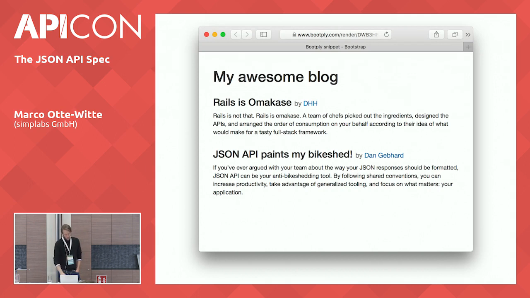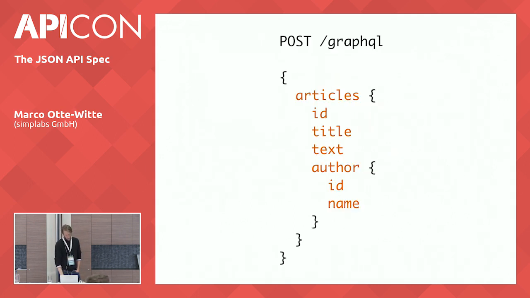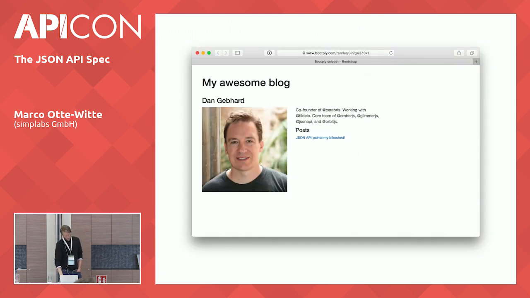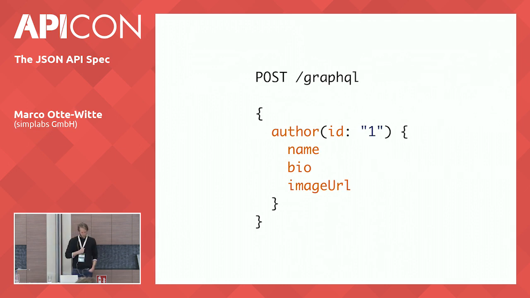So here we don't need most of the author data, so we might be making a request like this. We would say for the articles, I want to have ID, title, text, and then for each author, I only need the ID and the name. The name is displayed, and the ID is needed for building the link to the author page. So we certainly load less data here. But then same example, the user goes to the author page, so we need the rest of the data as well, so we would have to make a second request to get that data.